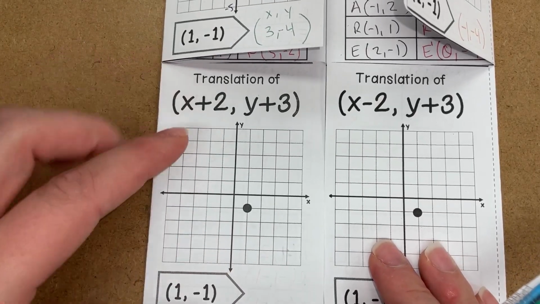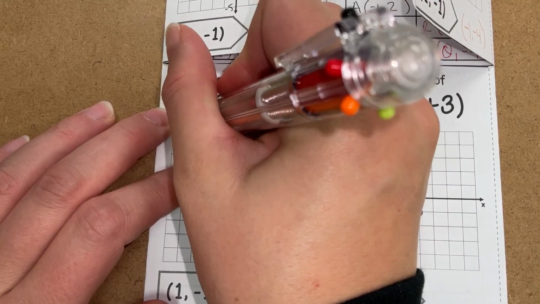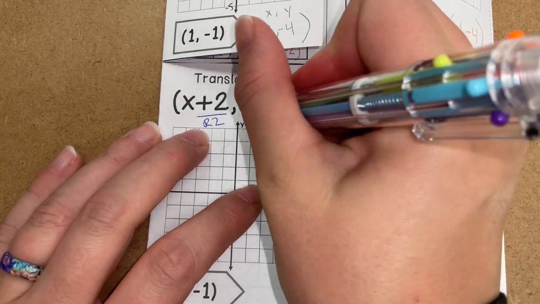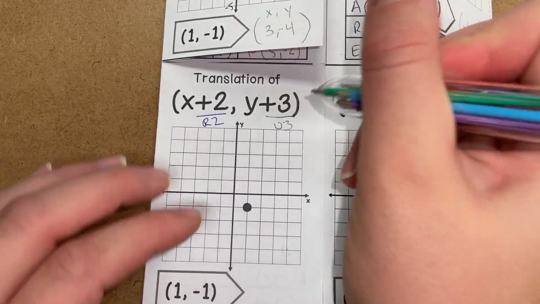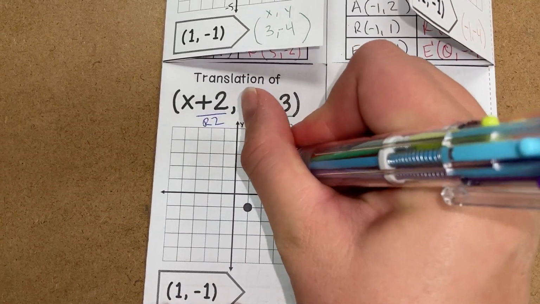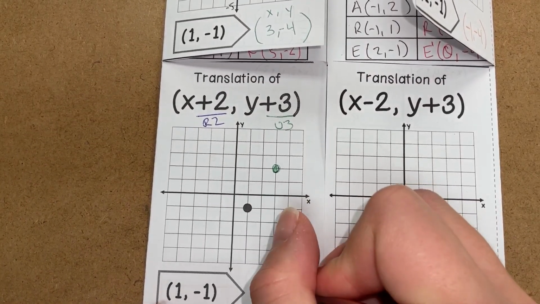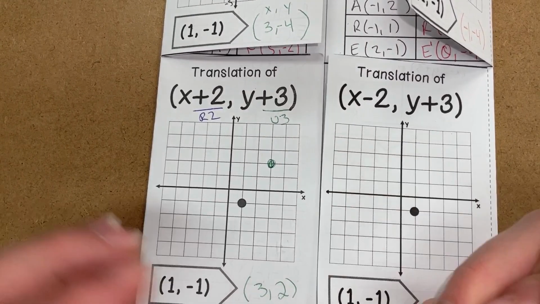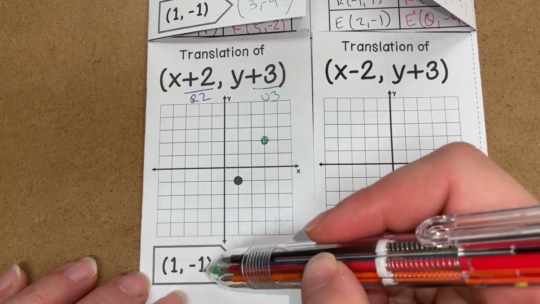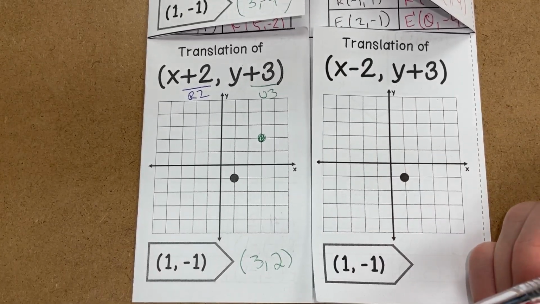This one we are doing +2, so that means right 2. Oh, but now we have a +3. How nice is that? And that means up 3. So I'm gonna take this point, go right 2, up 3. Here's my new point, and that point is 3, 2. And that works out math-wise, right? 1 plus 2 is 3. -1 plus 3 is 2. So the math works out as well.